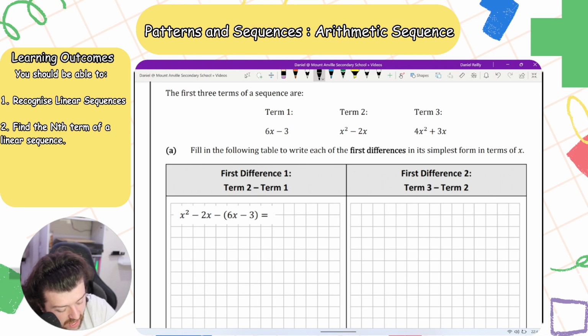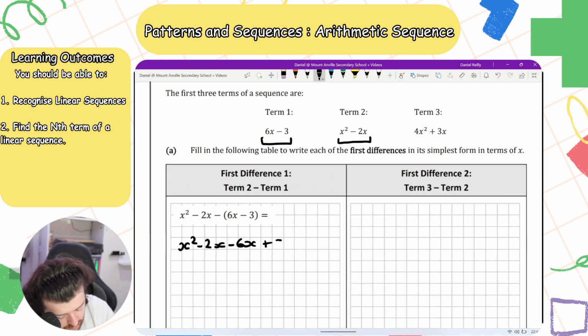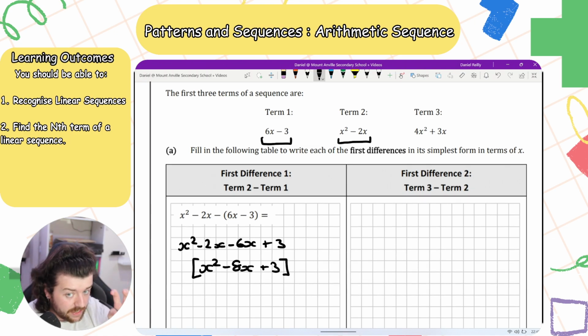So I have here, I know term 2 subtract term 1. Right, so it gave it to me here. That's going to be equal to x squared minus 2x minus 6x plus 3. X squared minus 8x plus 3. Don't need to do equals 0, just do that. There you go. So that is my first difference.